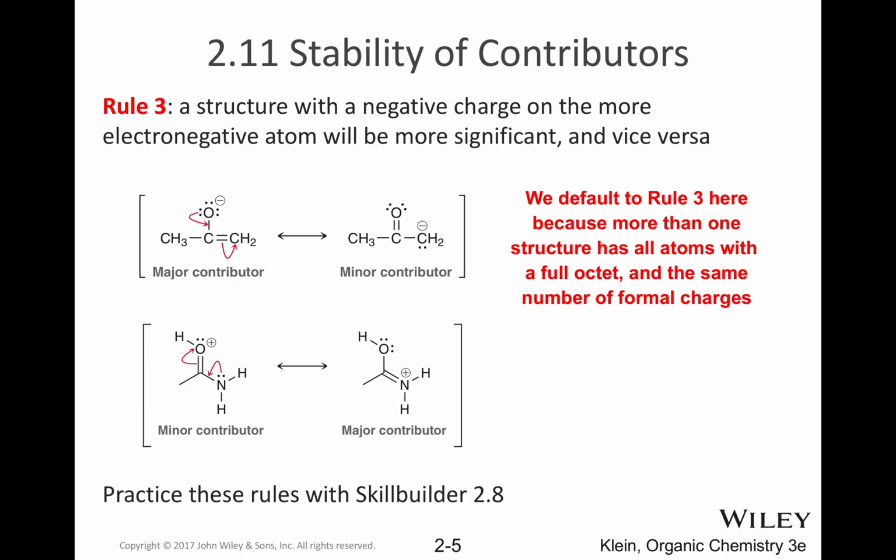So let's look at our first example. Which is the better resonance structure? The one on the left or the one on the right? Well, both structures pass rule 1, having all second row atoms with their full octet. Both structures have the same charge, one negative charge, so again, rule 2 will not apply. The first structure puts the negative charge on the oxygen, whereas the second has it on a carbon. Since oxygen is more electronegative than carbon, the first structure is best.